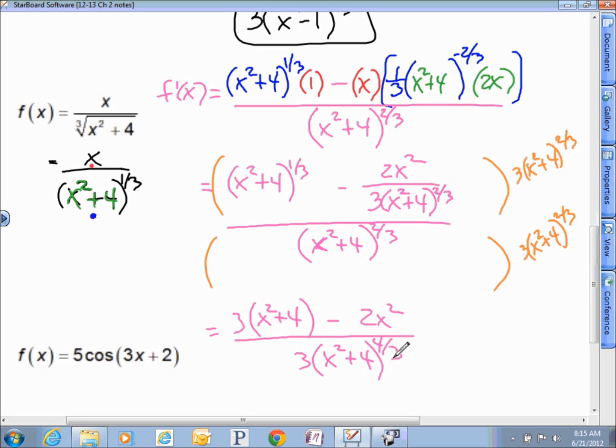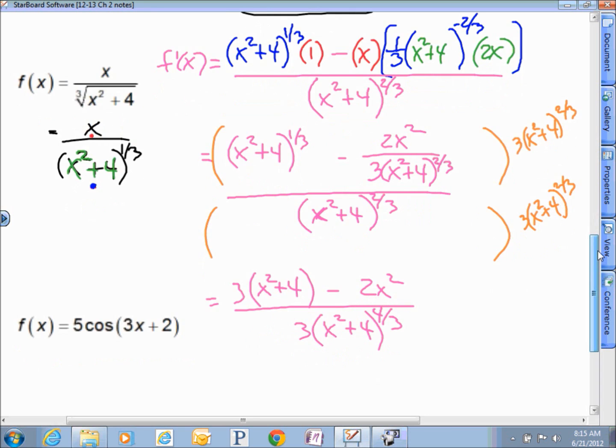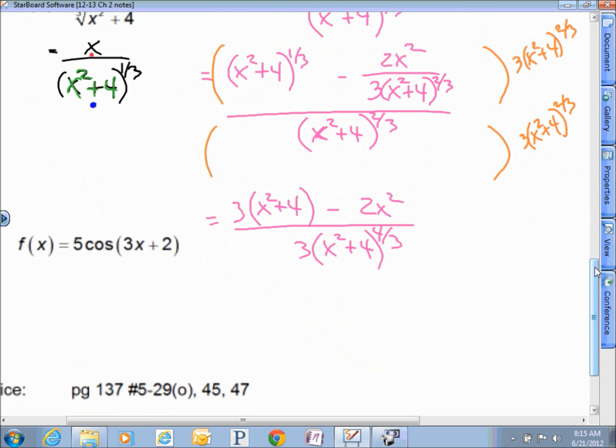Can I cancel the x squared plus 4's? No, again, because the 2x squared doesn't have one. So my only choice is to clean up the numerator and put my like terms together. So if I clean up the numerator, let's see, 3x squared plus 12 minus 2x squared over this denominator. Whoops, not 2/3, 4/3.